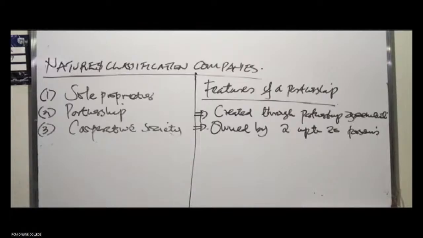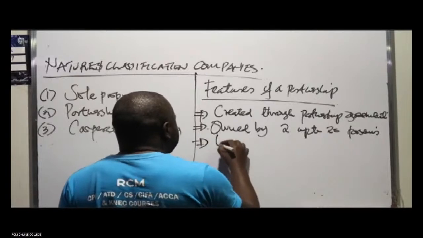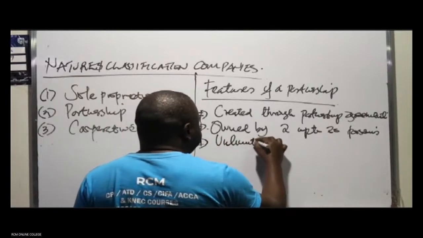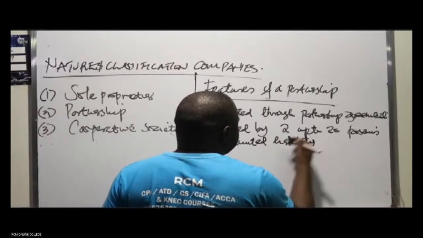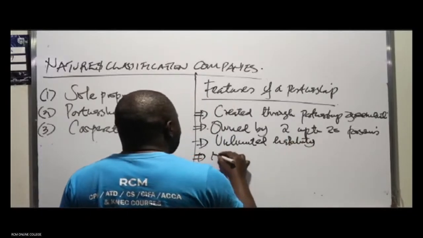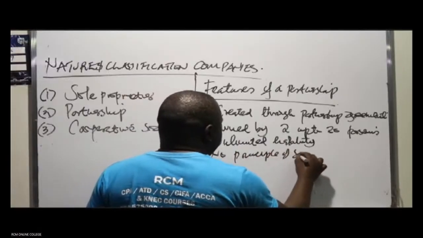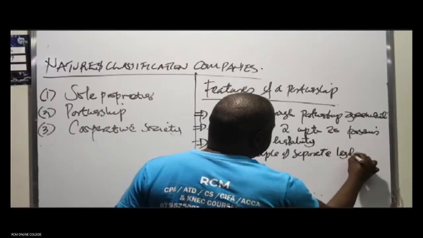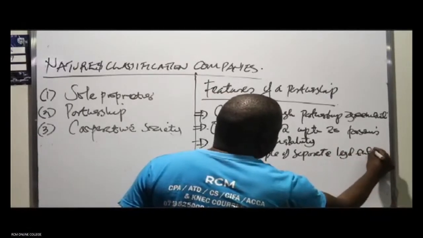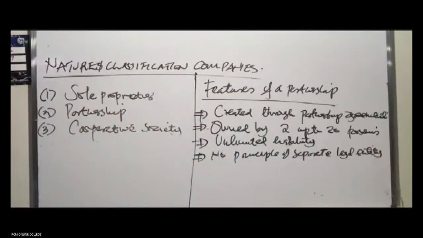Unlimited liability. So of course we can also say there is unlimited liability. Or we can say there is also no principle of separate legal entity. There is no principle of separate legal entity. And what else is there?